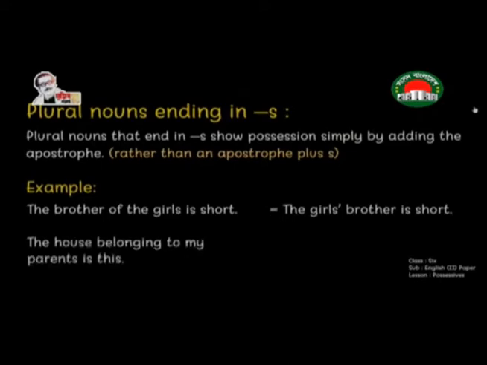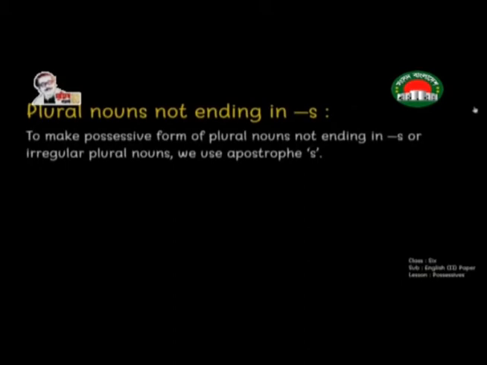Similarly, the house belonging to my parents is this. The possessive form will be, this is my parents' house. So, very easy. Now come to this point, plural nouns not ending in s. To make possessive form of plural nouns not ending in s or irregular plural nouns, we use apostrophe s. Remember, plural nouns not ending in s, we use apostrophe s to make it possessive.